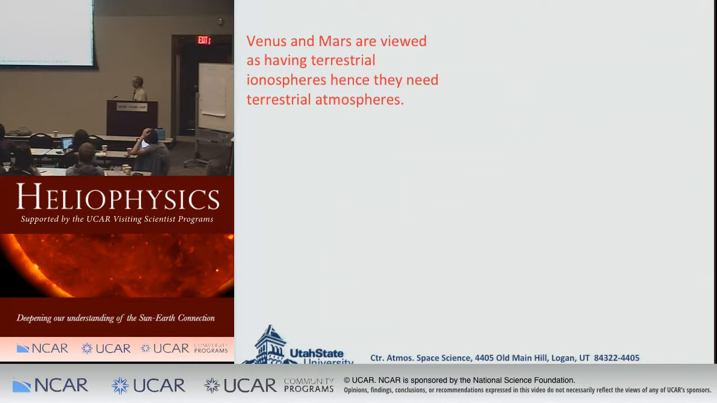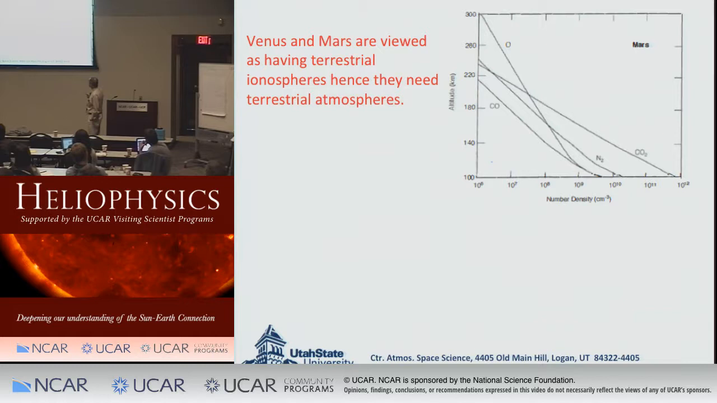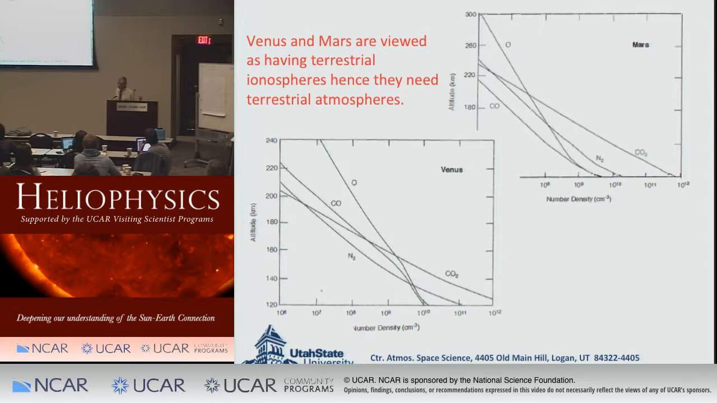Okay, you may have noticed that it was terrestrial ionospheres, plural, and we tend to have a habit of using Venus and Mars as terrestrial-type ionospheres. So if we're going to do ionospheres for these two, we have to look at their atmospheres too. Again, very quickly, we'll show you figures that you've seen before: number density versus altitude and the different species. The big difference is CO2. I'll bring up Venus as well.